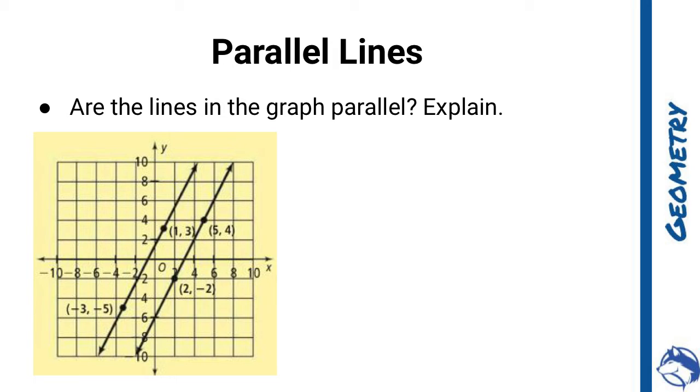So are these lines in the graph parallel? The answer is, I don't know yet. And so I have to figure this out. One way to figure it out is to look at the slopes. So they give us 2 points.